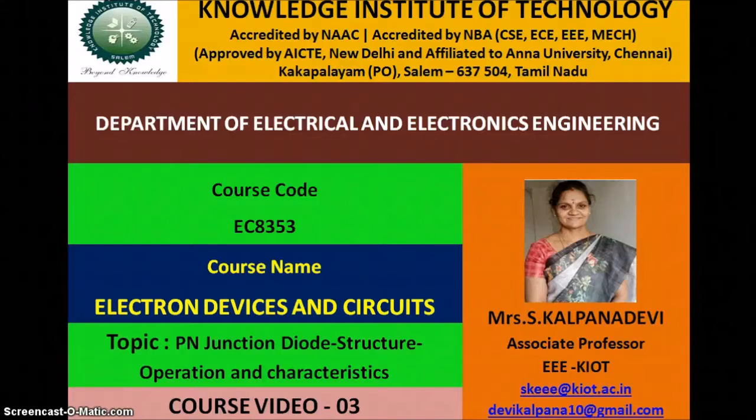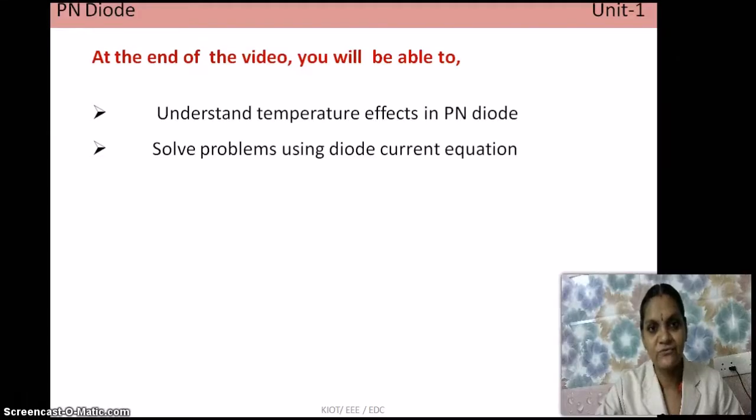Welcome back to the Electron Devices and Circuits lecture video series, which is part 3 of the topic PN junction diode structure, operation and characteristics. At the end of the video, you will be able to understand the temperature effects in a PN junction diode, and also solve problems using the diode current equation. Let's go into the topic one by one.